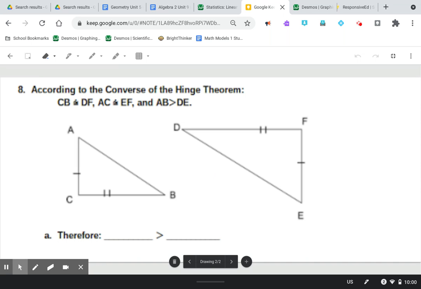All right, so the first 7 items on the review are going to be vocabulary questions, so just make sure you know those. Then we get to this stuff about the hinge theorem.